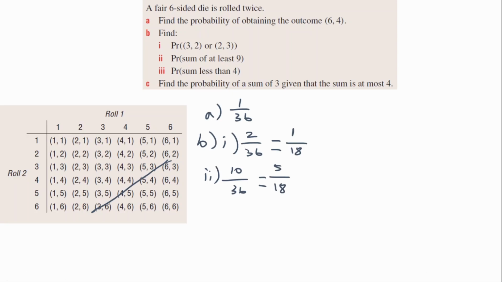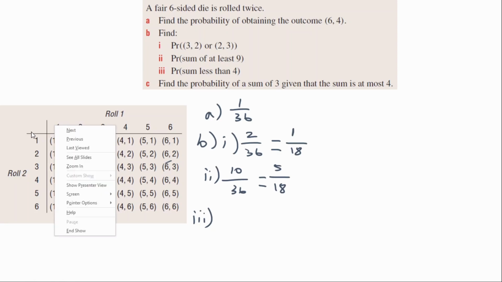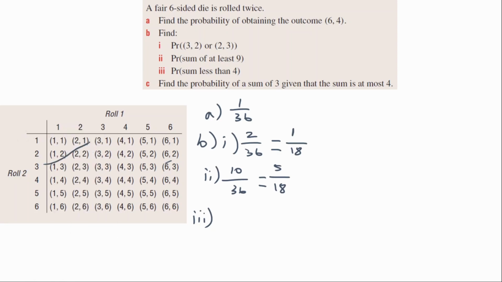And last one, probability that the sum is less than 4. This one's going the other way. It has to be less than 4, so it doesn't include 4 as well. It has to be less than it. So that's going to be all these numbers there. So that's a total of 3 out of 36.